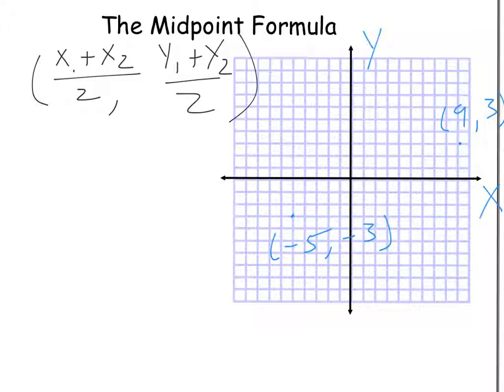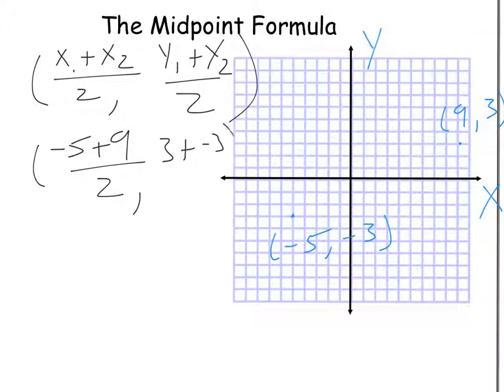We're looking for a location and on a coordinate plane that's comparing two variables like the one we so often use. It takes two numbers to describe that location. And this formula gives you two numbers. So I take my x's, -5 plus 9 over 2, 3 plus -3 over 2. That would be 4 over 2, which would be 2, and this would be 0. So that would be this point right there.